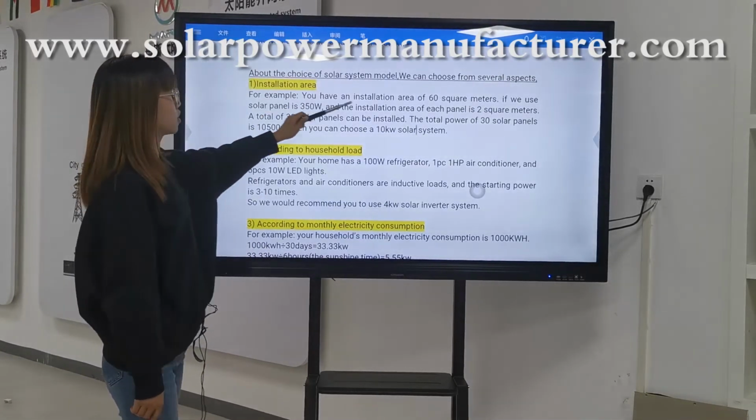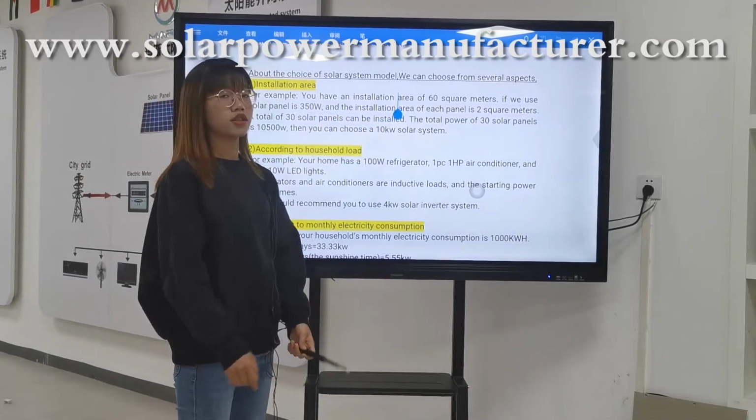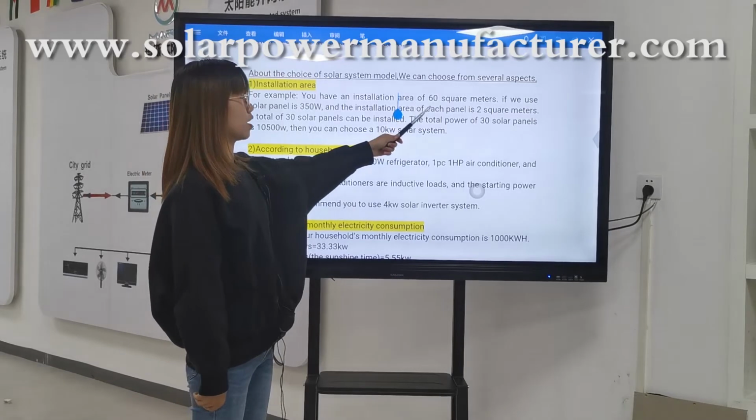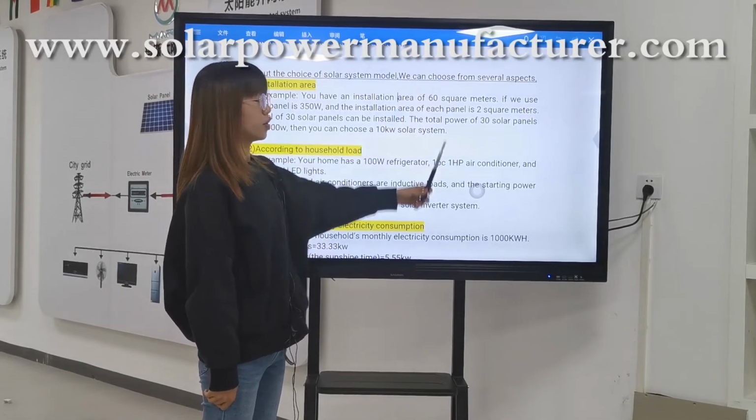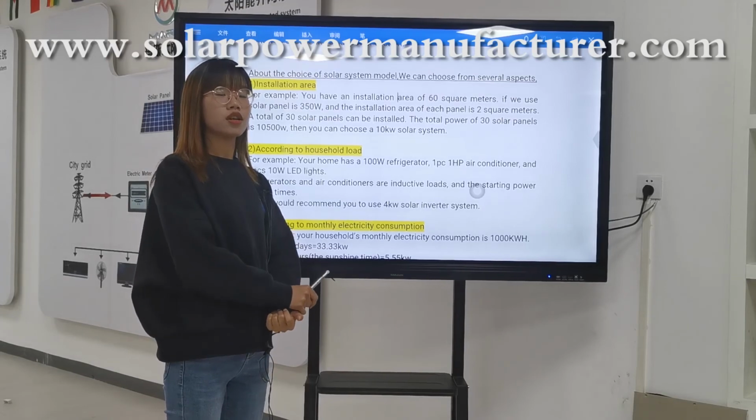If your installation area is not 60 square meters, you can tell us how much area you have. Then, according to your installation area, we can design a system for you.